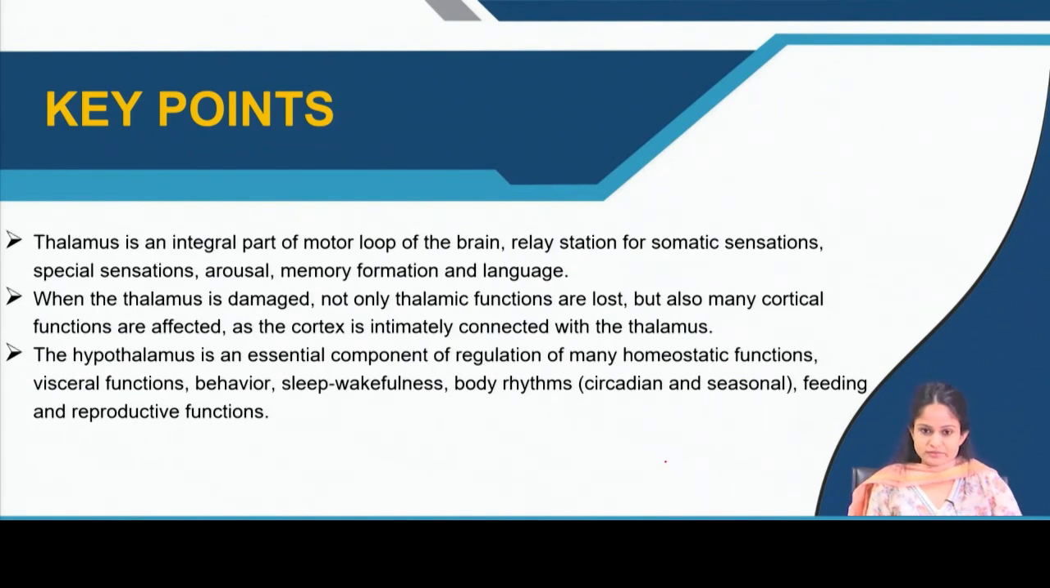So the key points you have to remember in thalamus and hypothalamus: the thalamus plays an integral part of the motor loop of the brain, and is a relay station for the somatic sensations, special senses, arousal, memory formation and language. When the thalamus is damaged, not only thalamic functions are lost, but also cortical functions are affected, because these are all interconnected. The cortex is intimately connected with the thalamus, and the hypothalamus forms an essential component in regulation of many homeostatic functions, visceral functions, endocrine functions, body rhythms, sleep-wake cycle, as well as reproductive functions. So this much you have to remember in thalamus and hypothalamus.